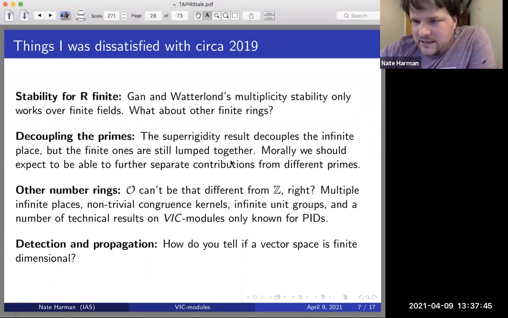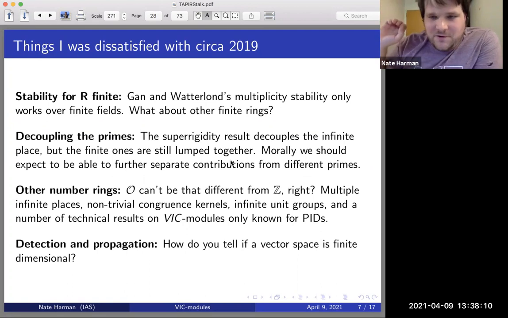And then finally, how do you tell that a vector space is finite dimensional? This is like a funny question. But one thing that annoyed me about Peter's work, and then also annoyed me about my work, is that we have these conditions that seem sort of external. We were imposing these pointwise finite generation, or sorry, pointwise finite dimensional or pointwise rational conditions. But why should those things hold, or how do we force that situation? So these are the things that were bugging me.